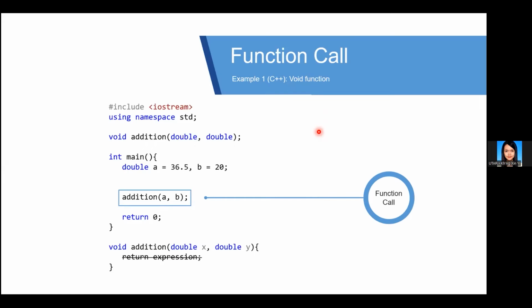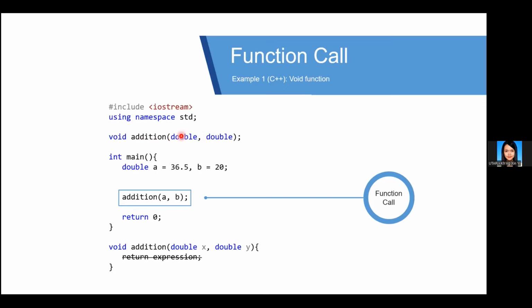So I will provide you two examples here: how can we call the function in a void function, and how can we call the function in a value returning function. Looking at the first example, the void function, which means that the function won't return anything. If you look at the function declaration that we have here, the return type is void, so the function won't return anything. The function name is addition.